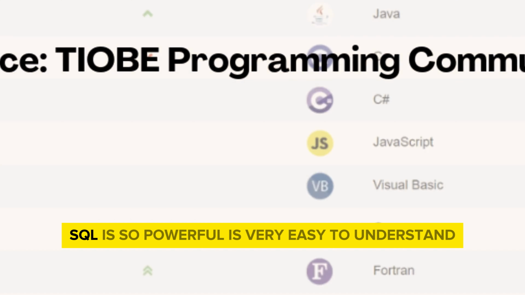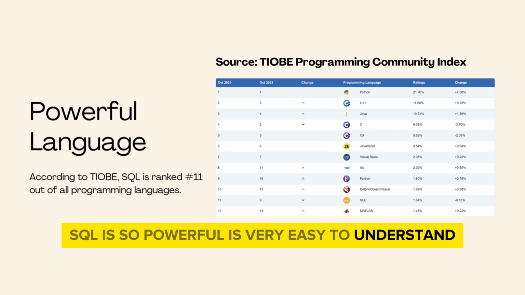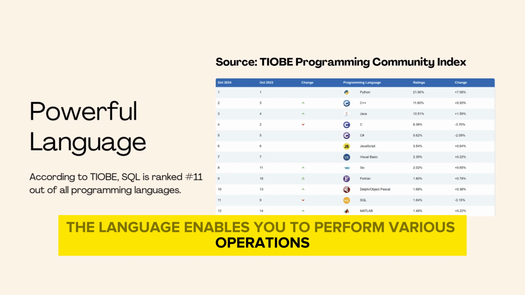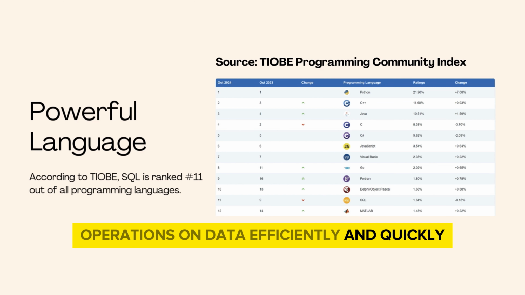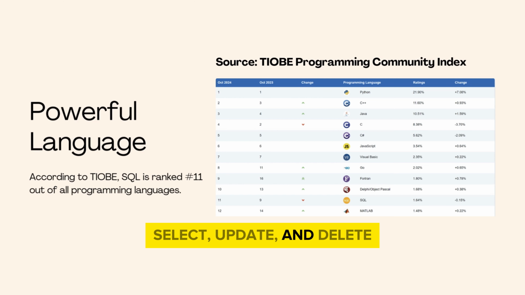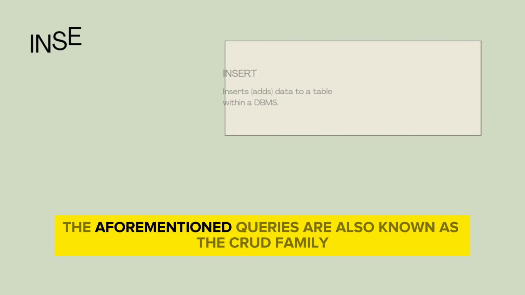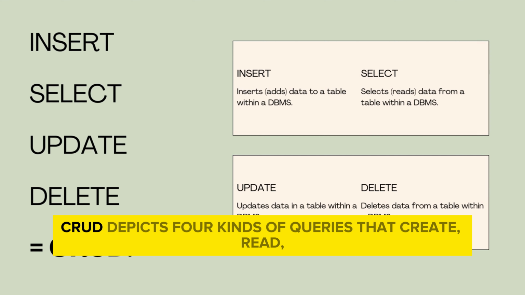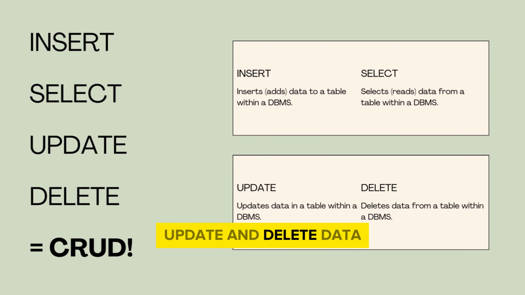The reason why SQL is so powerful is very easy to understand. The language enables you to perform various operations on data efficiently and quickly, and as a language, it is also very easy to work with and learn. Know your way around queries like insert, select, update, and delete, and you will have a good head start when working with the database. The aforementioned queries are known as the CRUD family. CRUD depicts 4 kinds of queries that create, read, update, and delete data.